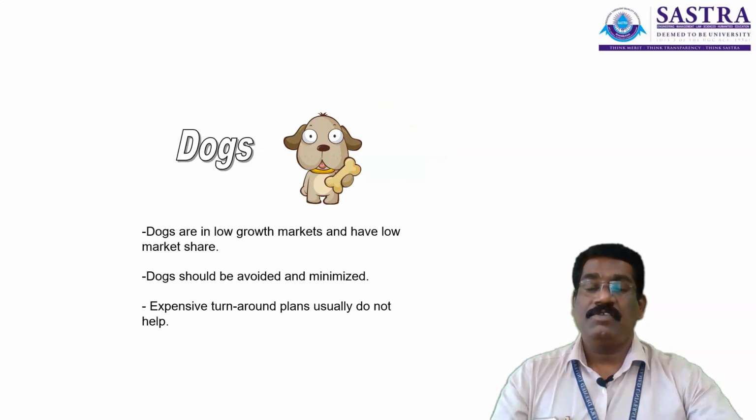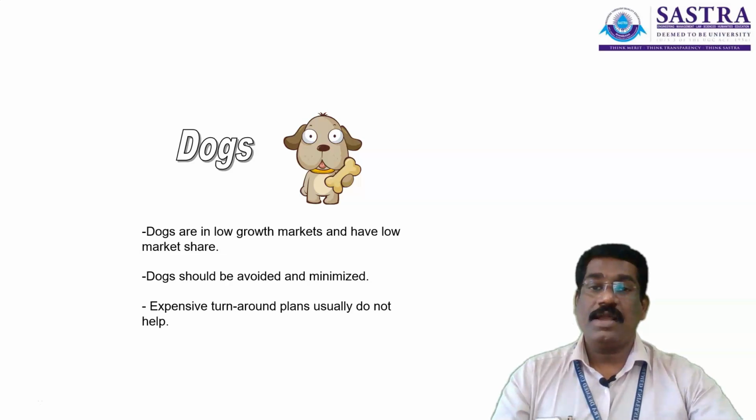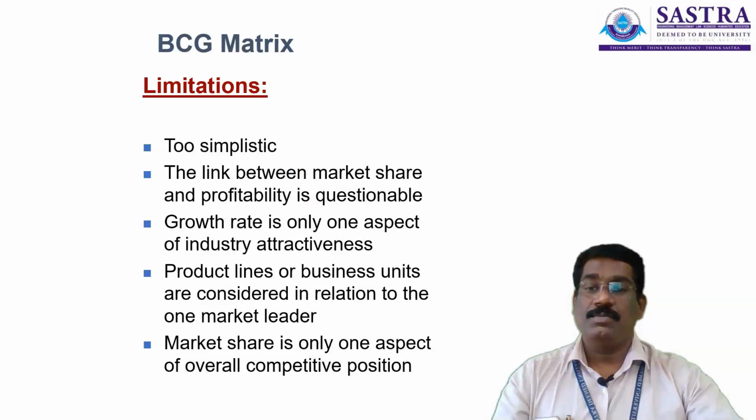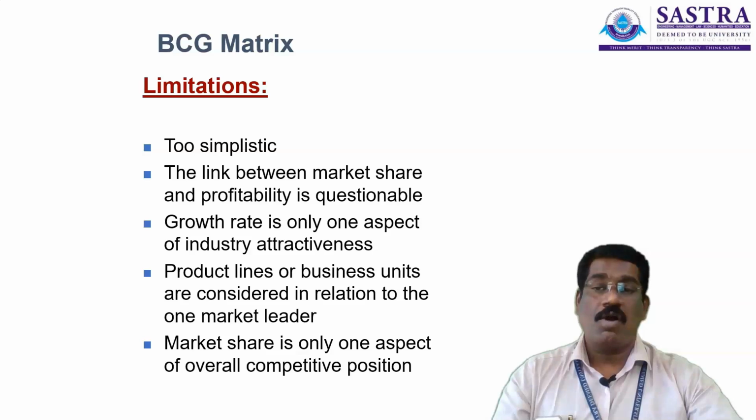Next one is a condition called dogs. Dogs are in low growth markets and have low market share. So this is not a conducive condition for any product or any organization. Dogs should be avoided and minimized to the extent possible. Expensive turnaround plans usually do not help, so we have to liquidate that particular product. With that, I have explained the conditions pertaining to the 4 quadrants.